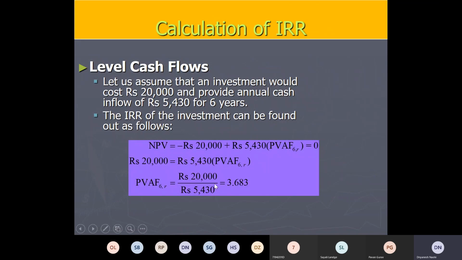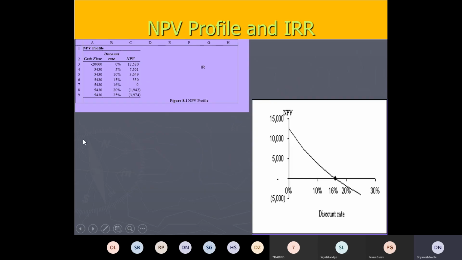For even cash flows it is easier; you get it directly. For uneven cash flows it becomes a tedious process of trial and error. At least 3 or 4 steps are required to find the IRR. Once you find the IRR, the acceptance rule is, if you look at this table, we have found the NPVs at various discount rates: 5%, 10%, 15%, 16%, 20%, 25%.